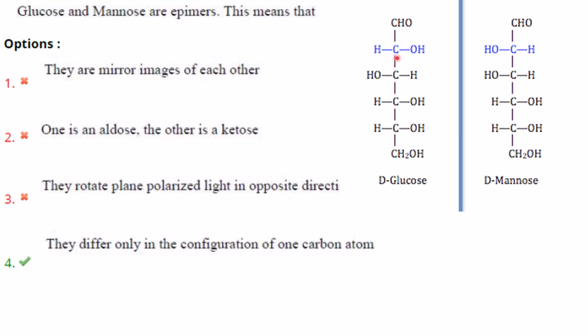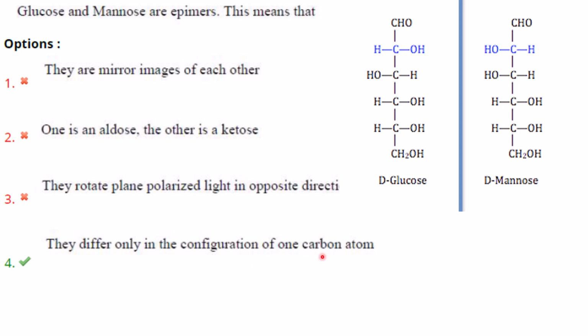So here that chiral carbon atom is at position 2. So the C2 carbon, they are different. Okay, so they are epimers. They are mirror images? No. Here OH is on this side and in mannose OH is on this side. How will they be mirror images? No. One is aldose, other is ketose? No, they both are aldoses. See here. So that's also not correct. They rotate the plane polarized light in opposite direction, that is with regard to your enantiomers, not epimers.